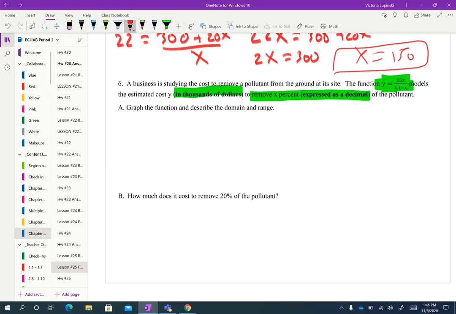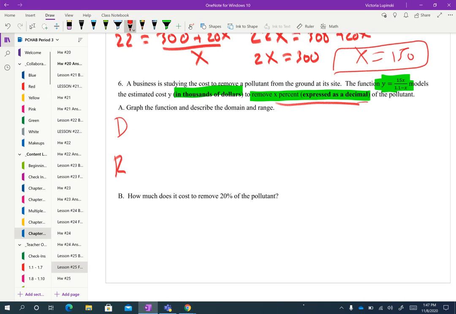So the first thing they want you to do is graph it, and describe the domain and the range. So a little bit different than the first one. When it comes to the domain, the domain is talking about what percentage of the pollutant you can eliminate, keeping in mind that you are expressing it as a decimal.